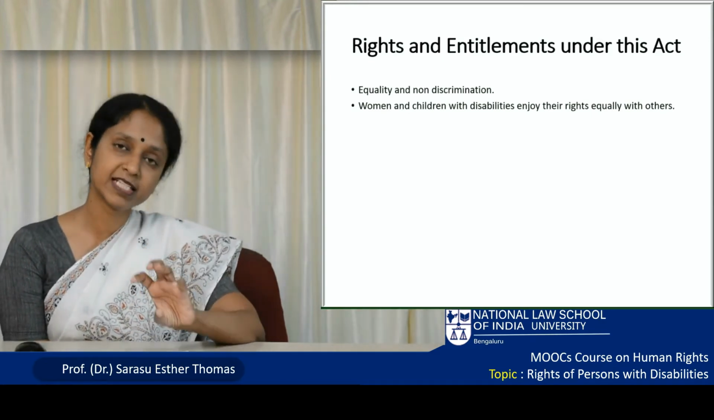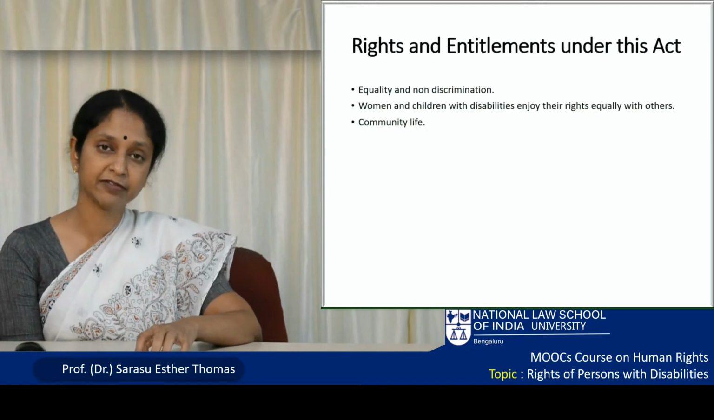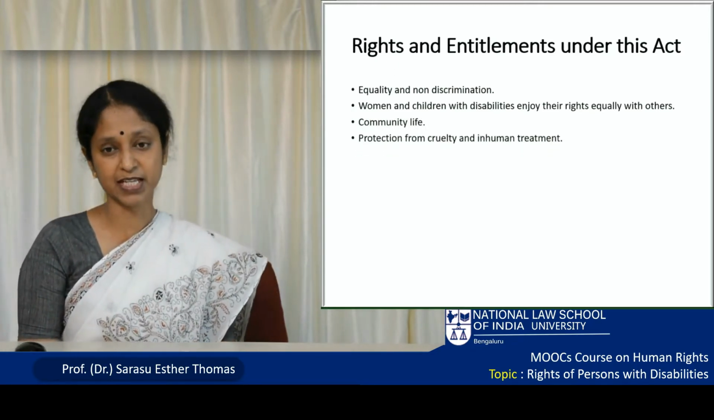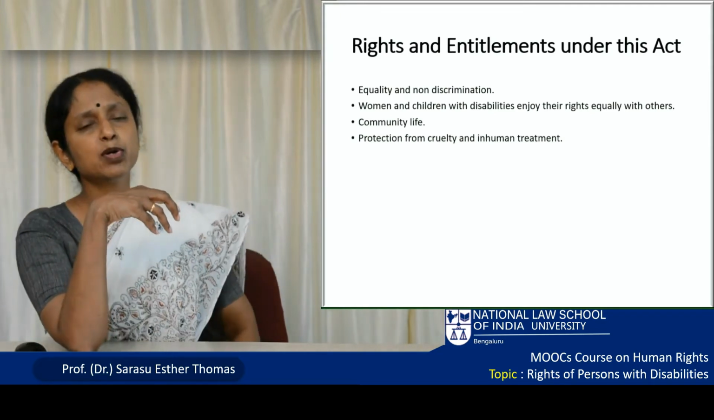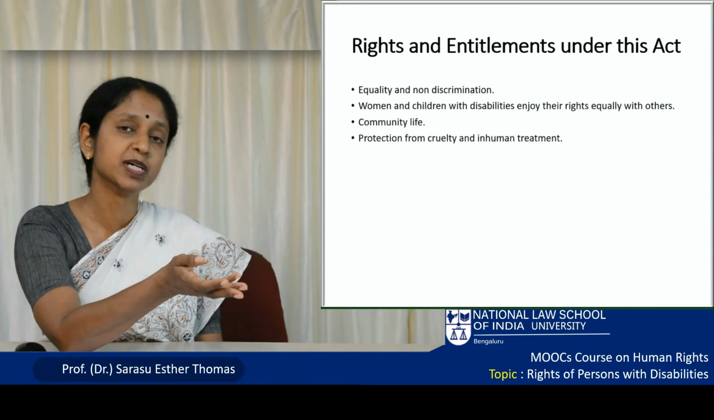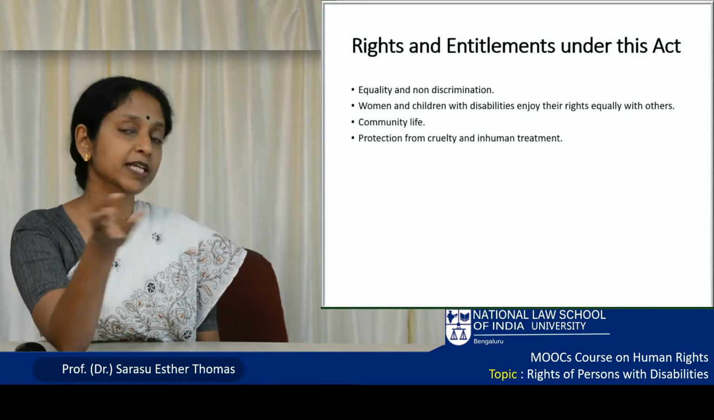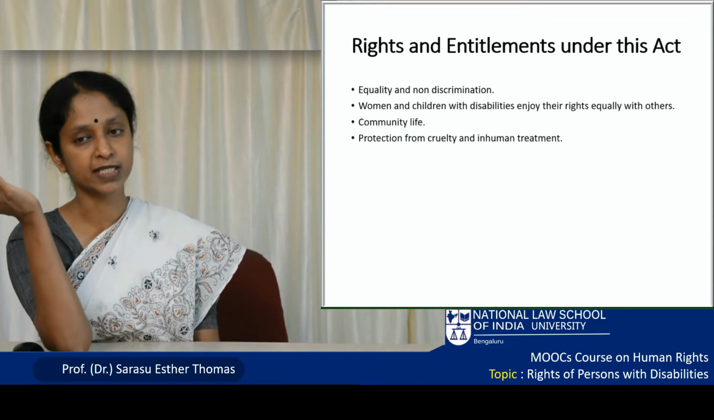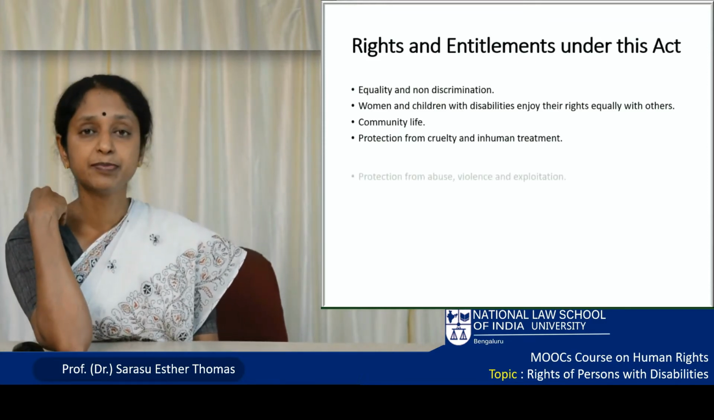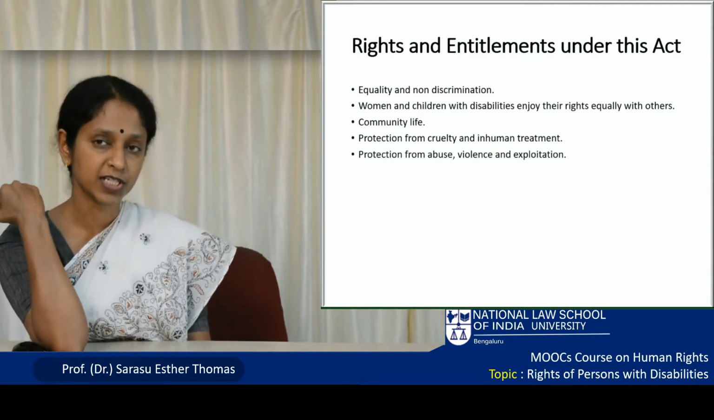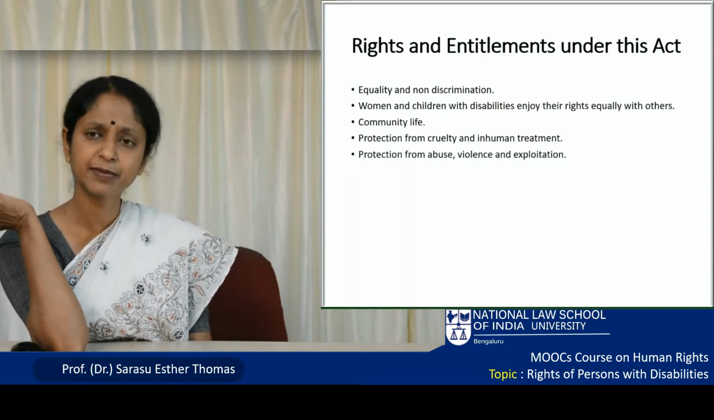It talks about rights and entitlements within the community life. It talks about protection from cruelty and inhuman treatment. And this is especially so because we have seen cases which have come up in newspapers of persons with disability, for instance, being chained to beds in their hospitals, which is definitely cruel and inhuman treatment. We also find that persons with disability have often suffered abuse, violence, and exploitation by society. It happens in many ways.